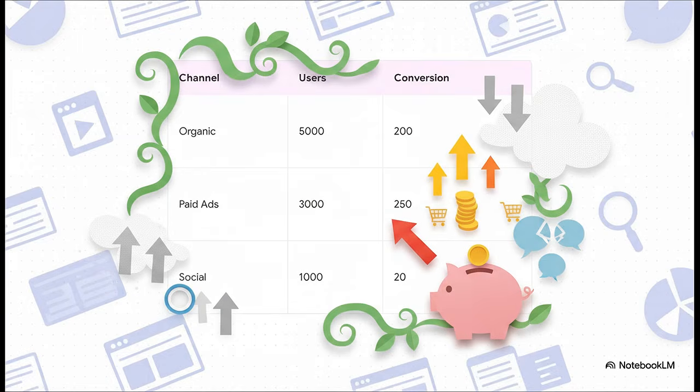Organic search brought in a massive 5,000 users, but only yielded 200 conversions. Meanwhile, paid ads brought in significantly fewer users, only 3,000, but yielded 250 conversions. The ultimate business insight here: your paid ads might be driving less overall traffic, but the traffic they drive is highly qualified and ready to buy. For sure, that is exactly where your marketing budget belongs.